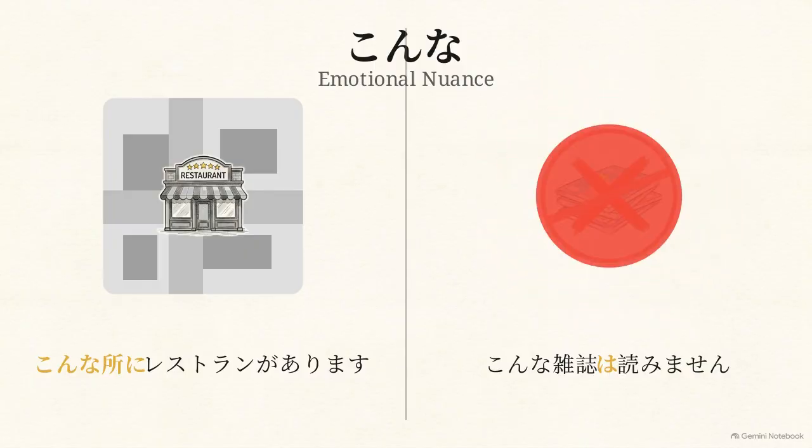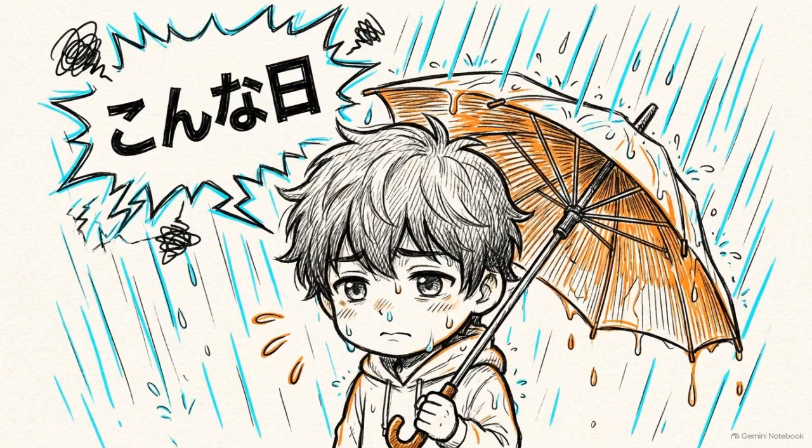That emotional weight can also signal a negative preference. By pairing Konna with a negative verb, you express strong distaste. Notice how we highlight the topic particle ha here instead of o. This choice emphasizes that you are actively rejecting that specific category of material. Attaching Konna to a noun provides an emotionally charged reaction, signaling to the listener that the speaker finds the situation surprising or even frustrating.